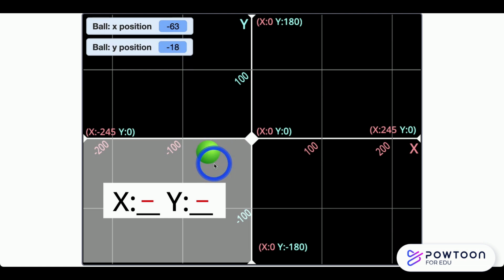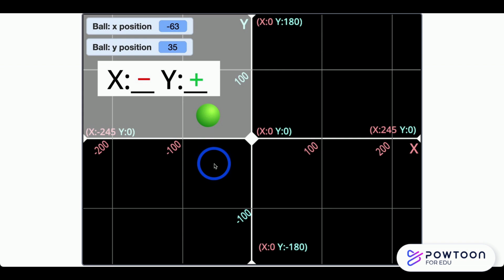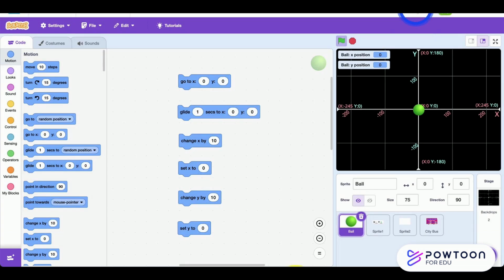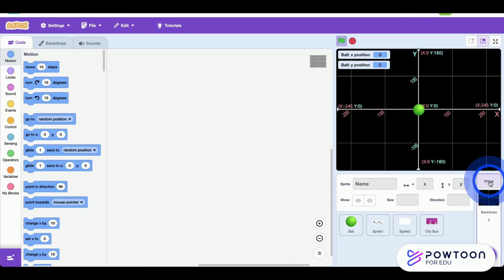And then this last quadrant is my upper left quadrant, and my Y is positive because I'm above this line, but my X is negative because I'm to the left of my 0. It is really helpful to know how Scratch uses its number grid when you are setting up a project.